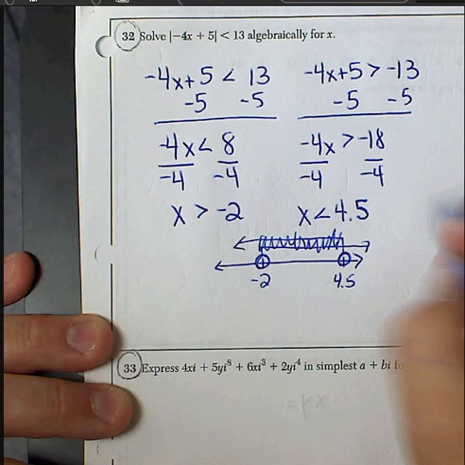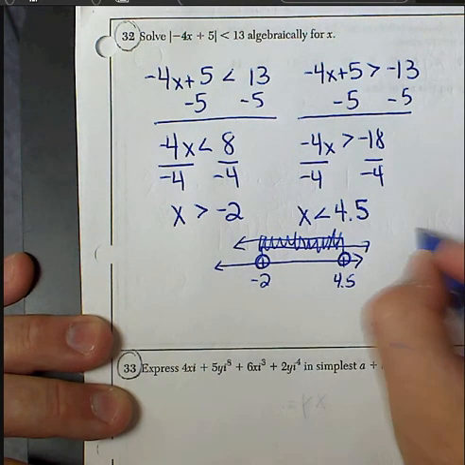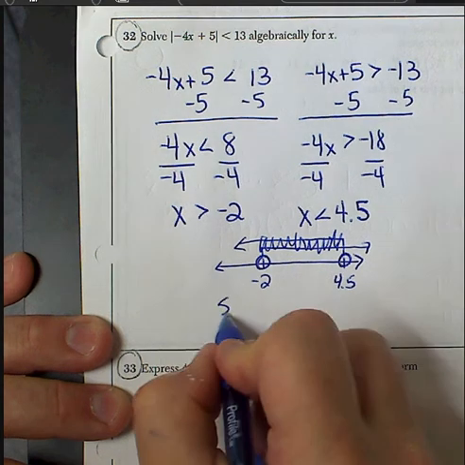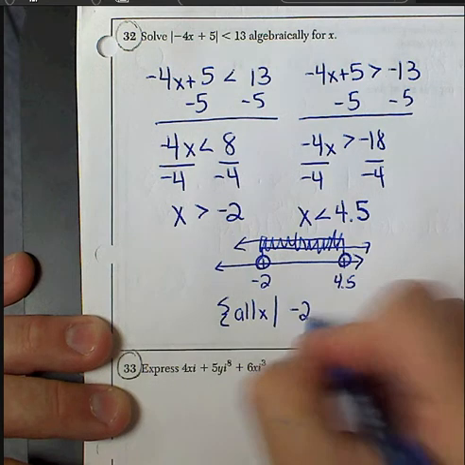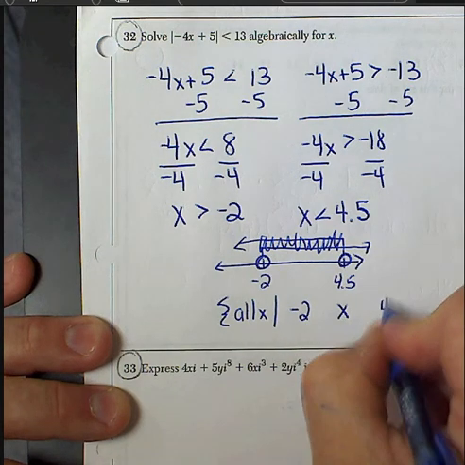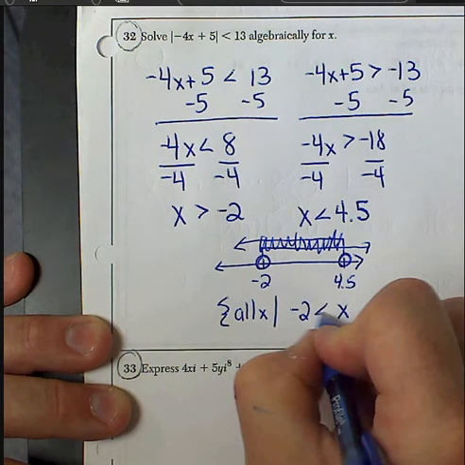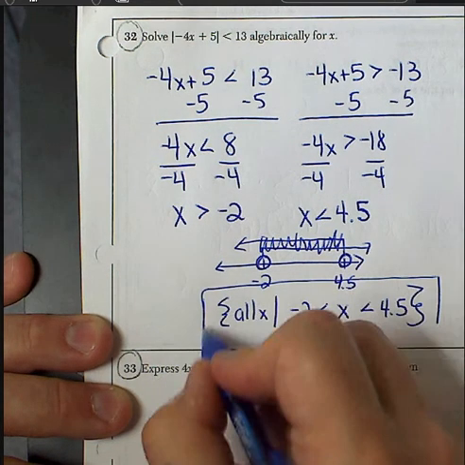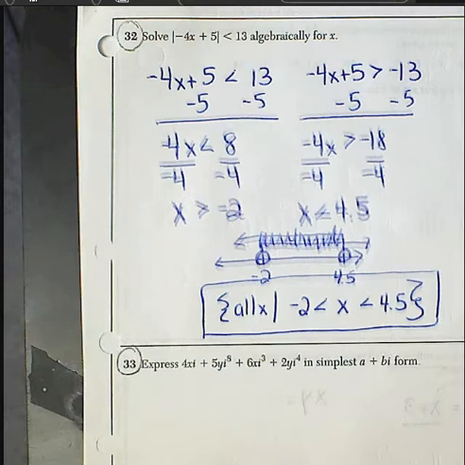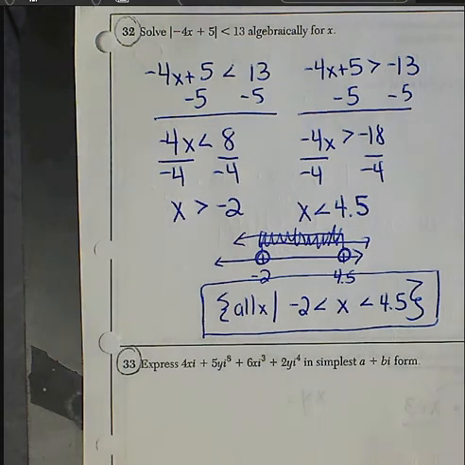All right, when you want to write this out as a solution set correctly, it's going to be all x such that negative 2 is less than x is less than 4.5. The inequality should always point to the left if you write it in ascending order. There you go. All right, so next question.